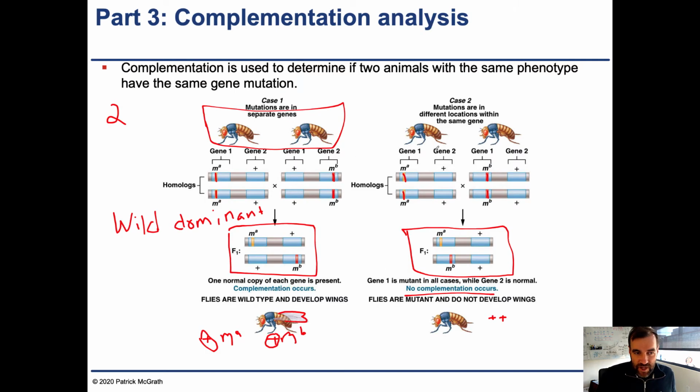And so the idea behind this is that you would extend this and you would isolate something like 30 different mutants, and then you would define complementation groups. So you would have complementation group 1, and you would have 8 mutants that belong to that. And that would mean that all 8 of these mutants are mutated in the same gene. And then the same thing with this.